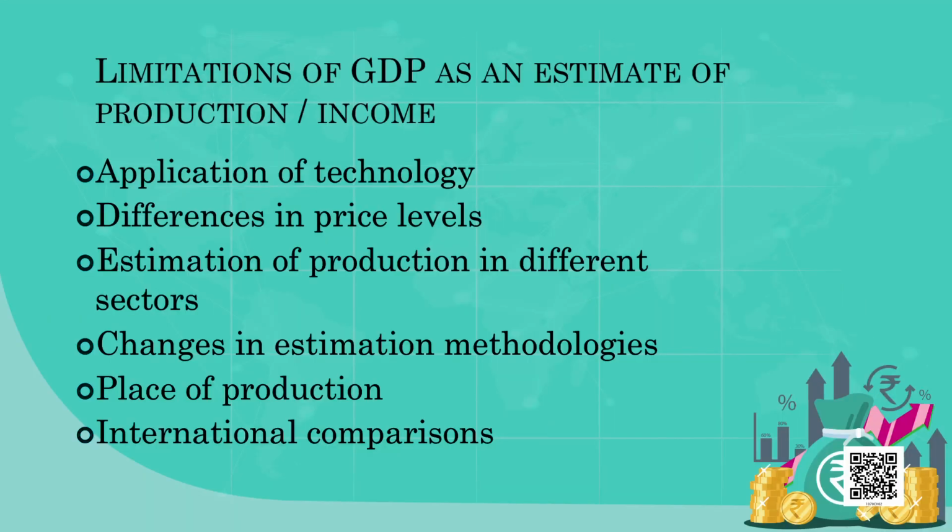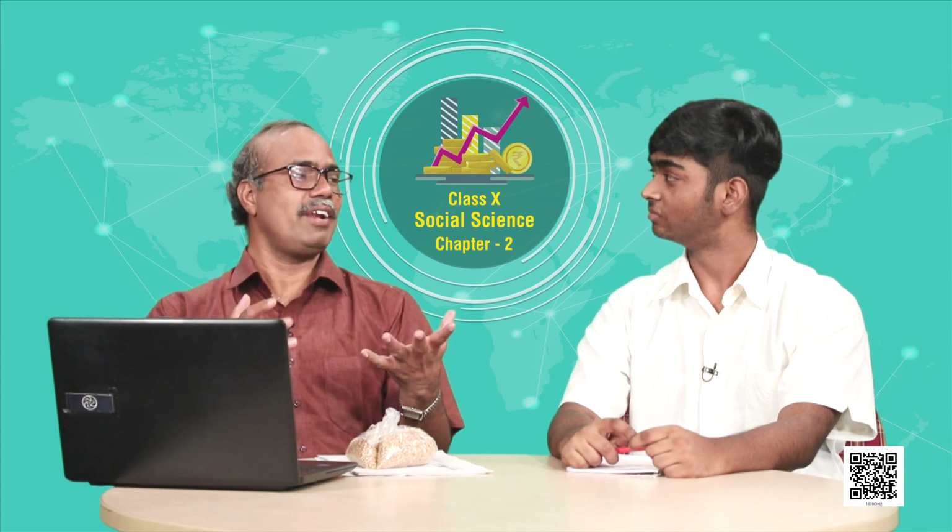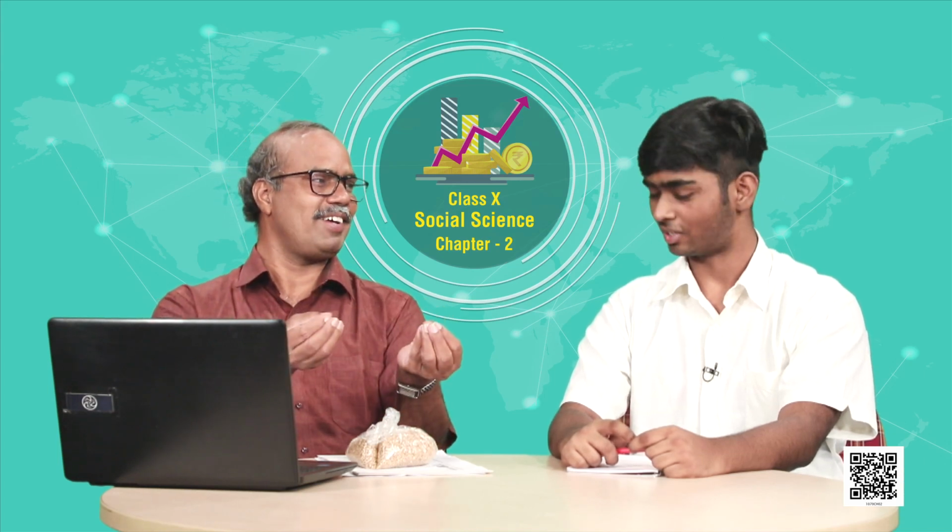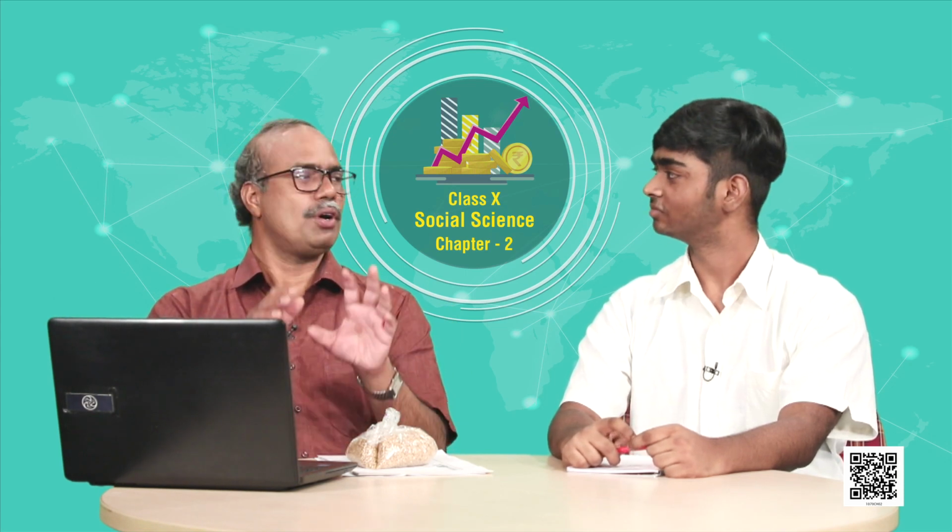Secondly, for example, a wheat produced in Punjab, wheat produced in Arunachal Pradesh. Can this be comparable? In Arunachal Pradesh, it is a hill. You produce with only manpower. Here you are producing with a lot of other technology. So there are many limitations with regard to estimation, GDP as an estimation.